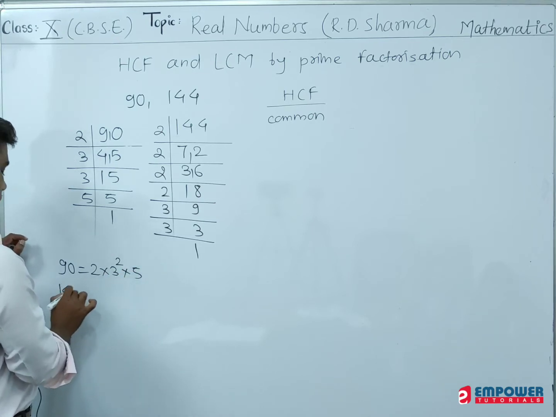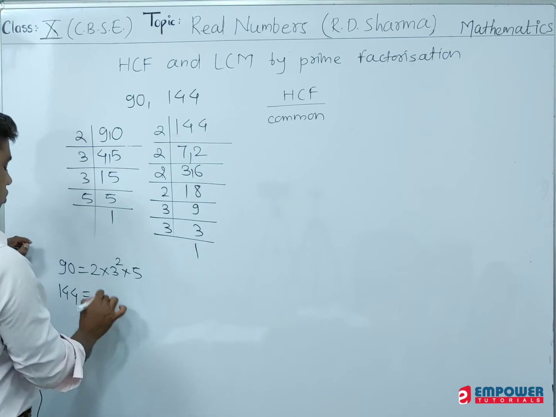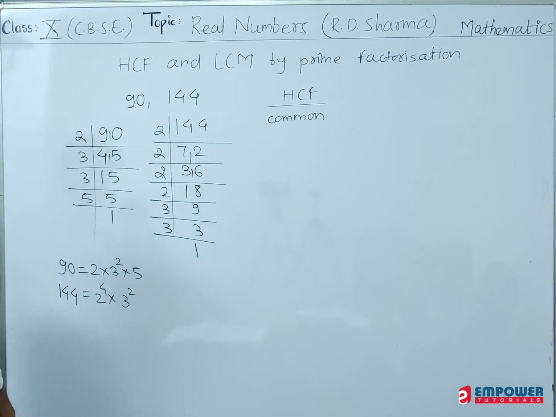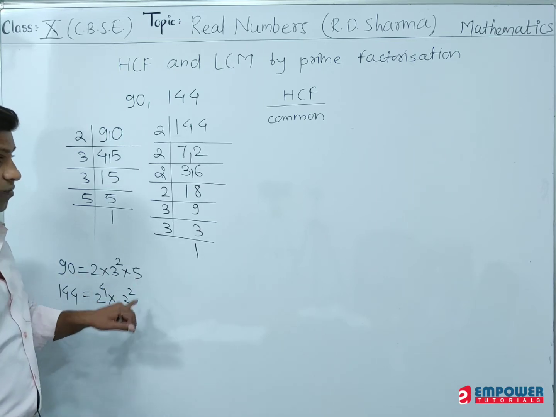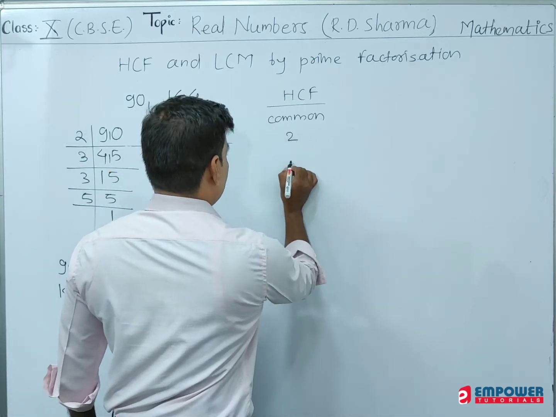We will write about 144 also: 2, 2, 2, 2, that is 2 four times, and 3 two times, 3 square. Now which are the common factors? 2 and 3 are the only common factors. 5 is not common, so we are writing only 2 and 3.